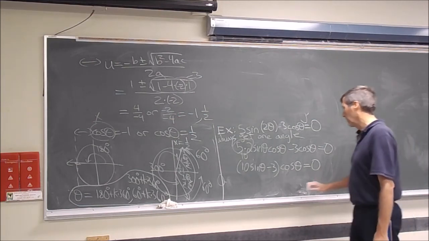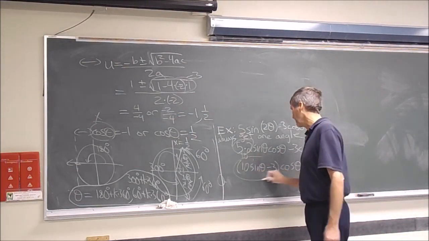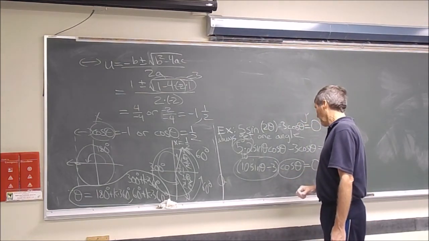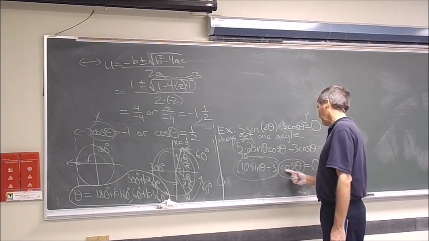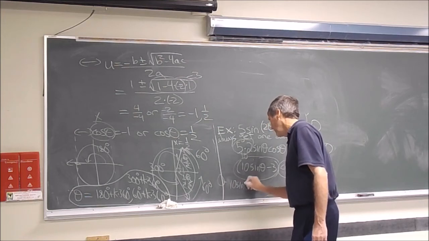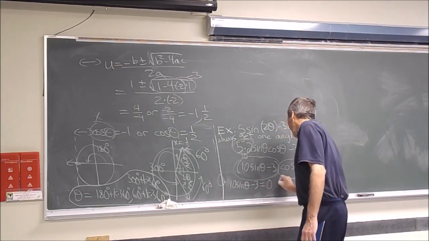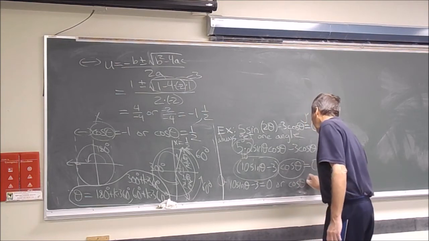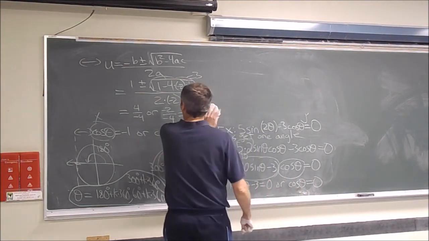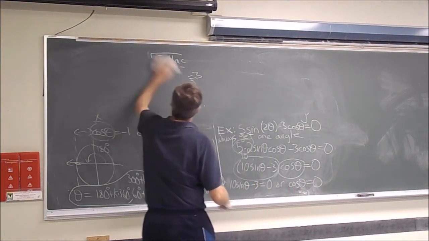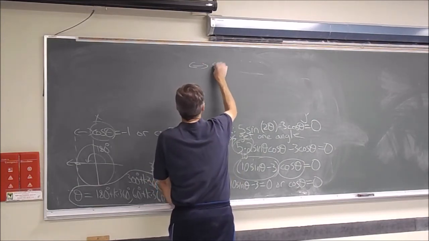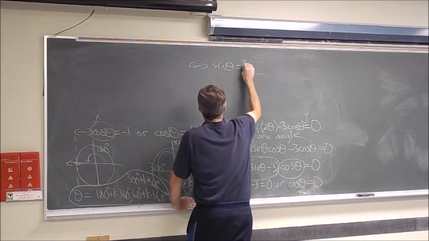So this has two different factors. This factor has only sine in it. This factor has only cosine in it. We can solve this by the zero product property. For a product of factors to be 0, either this one's 0, 10 sine theta minus 3 equals 0, or this one is 0, cosine theta equals 0. Those are the two possibilities. The first one says by adding 3 and dividing by 10, sine theta could be 3/10.